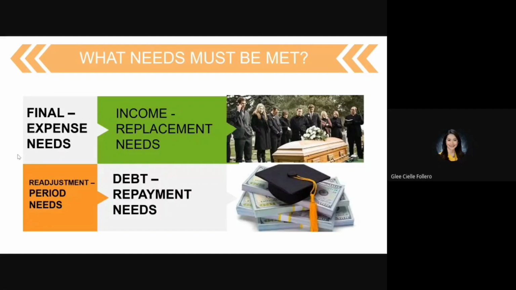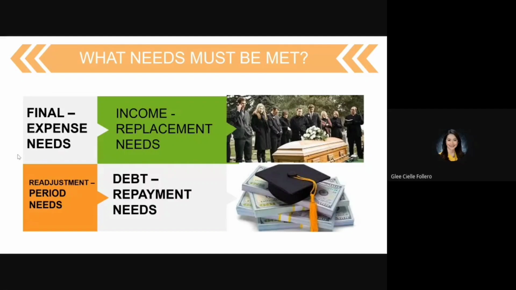Second need that must be met is the income replacement need. This is true especially if you are a breadwinner. Breadwinner meaning there is someone who relies on you. Someone else is financially dependent on you. So your lost income will be the major financial loss resulting from your premature death.